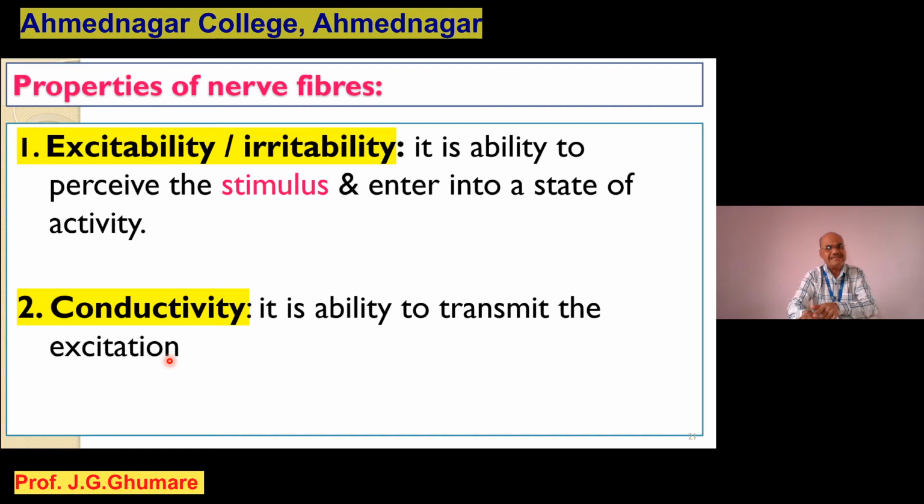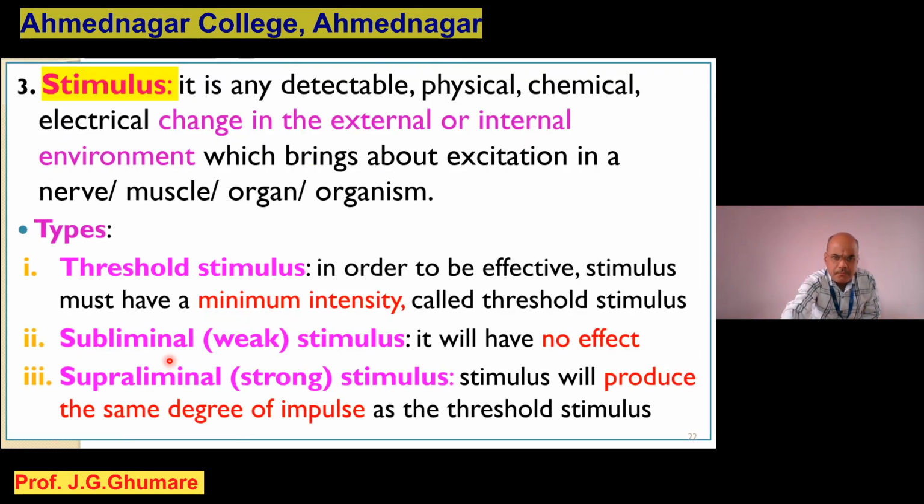Remember, nerve will get excited. The impulse will travel all the way up to the brain or spinal cord. And this ability to transmit the excitation or impulse is called conductivity. I'll repeat. The first property is excitability. The second property is called conductivity.